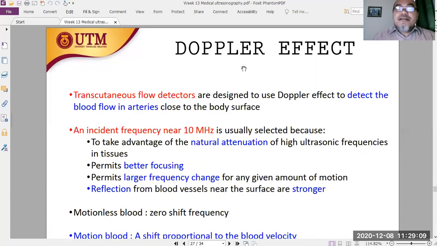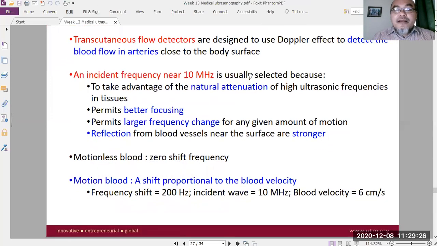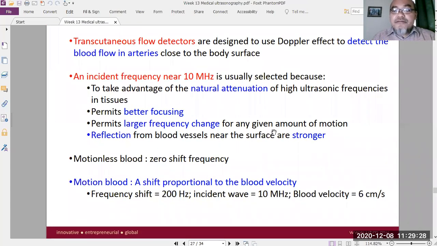An incident frequency near 10 megahertz is selected to take advantage of the natural attenuation of high ultrasonic frequency in tissue. And this also permits better focusing, and permits larger frequency change for any given amount of motion. And reflection from the blood vessel near the surface will usually become stronger when the incident frequency is near 10 megahertz. When the blood is motionless, then it will have zero shift frequency.